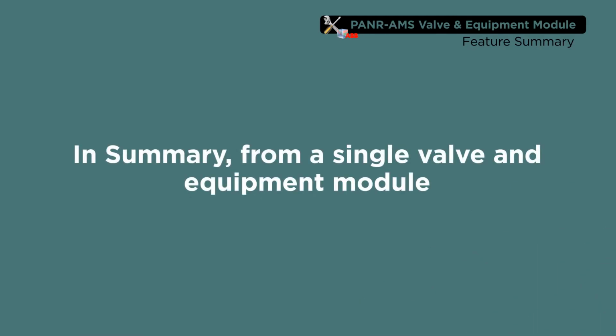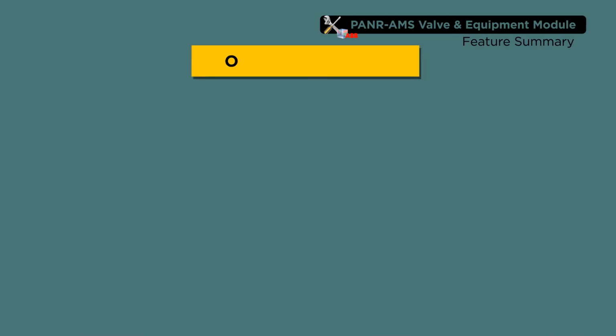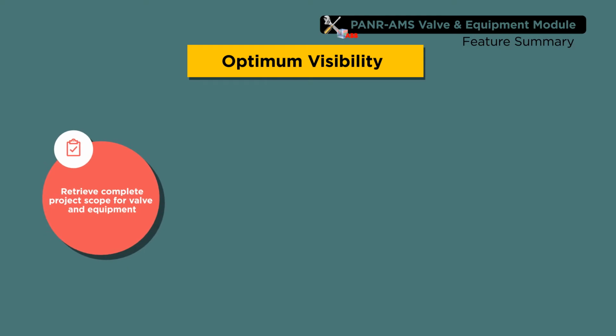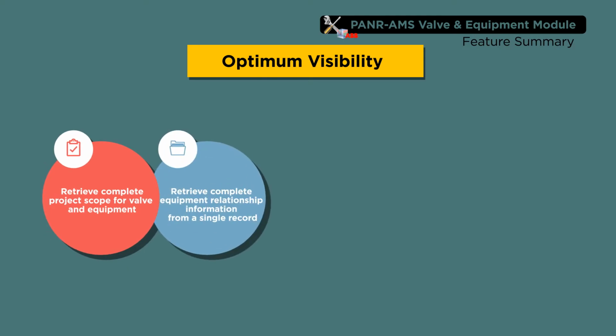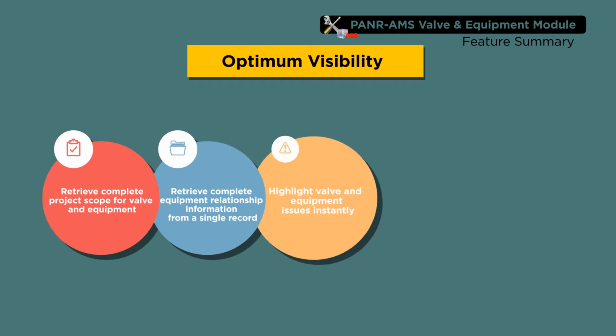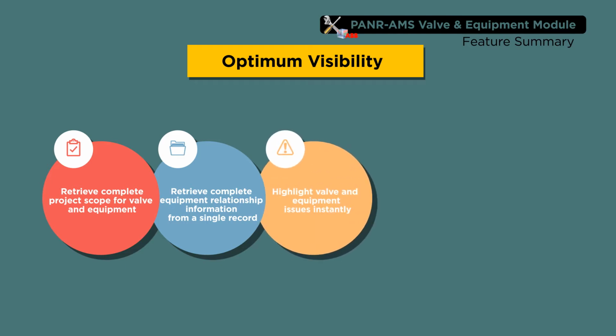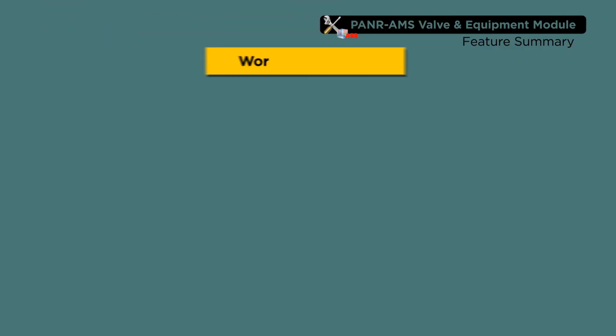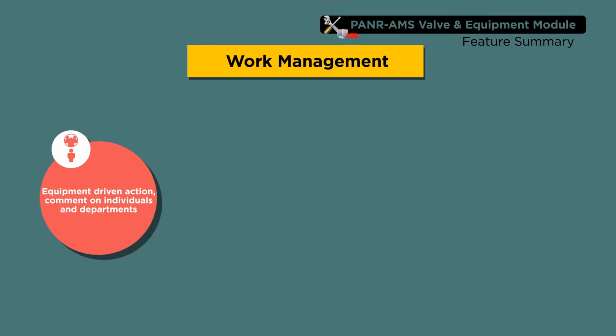In summary, from a single valve and equipment module, for optimum visibility, retrieve complete project scope for valve and equipment. Retrieve complete equipment relationship information from a single record. Highlight valve and equipment issues instantly. Increase communication with peers and vendors. Align all stakeholders.